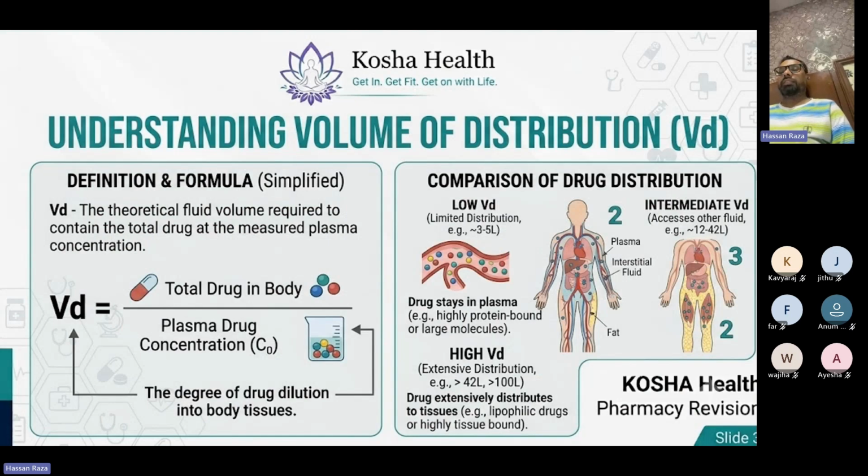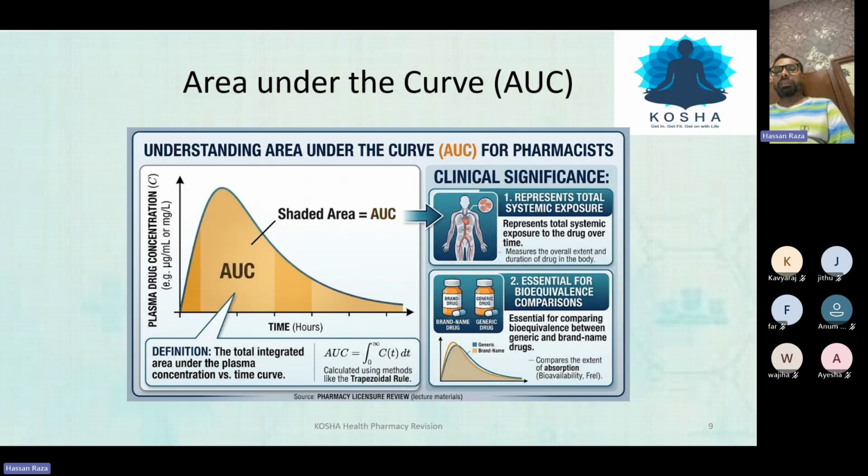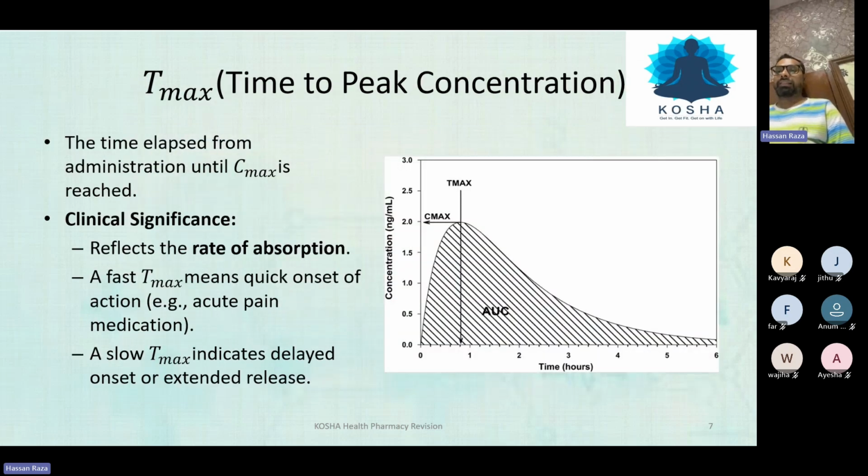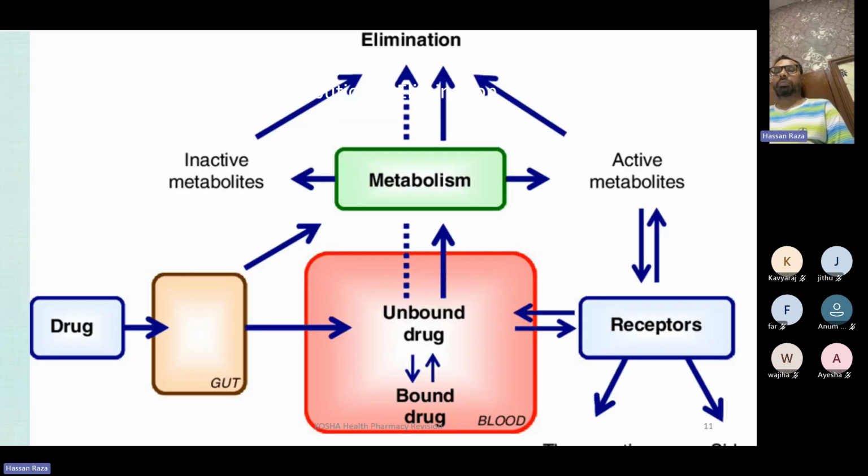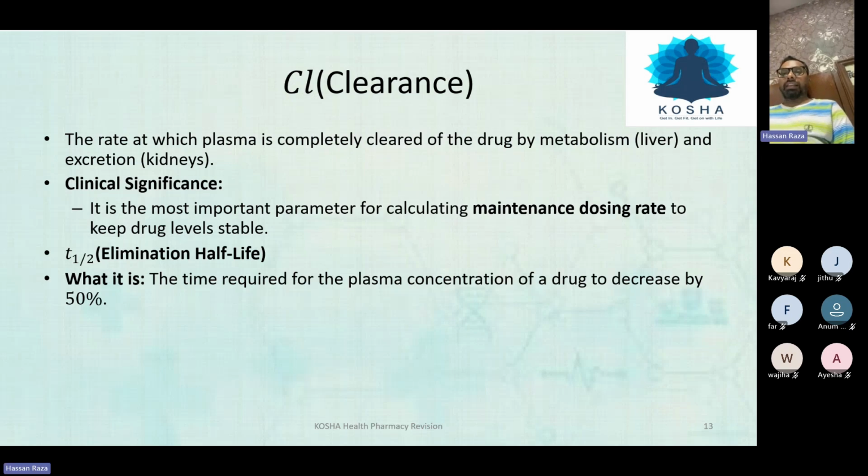So volume of distribution tells us basically about distribution, while bioavailability, area under the curve, and Tmax tell us about absorption. And then clearance. Clearance is basically how much blood or plasma is cleared of the drug.